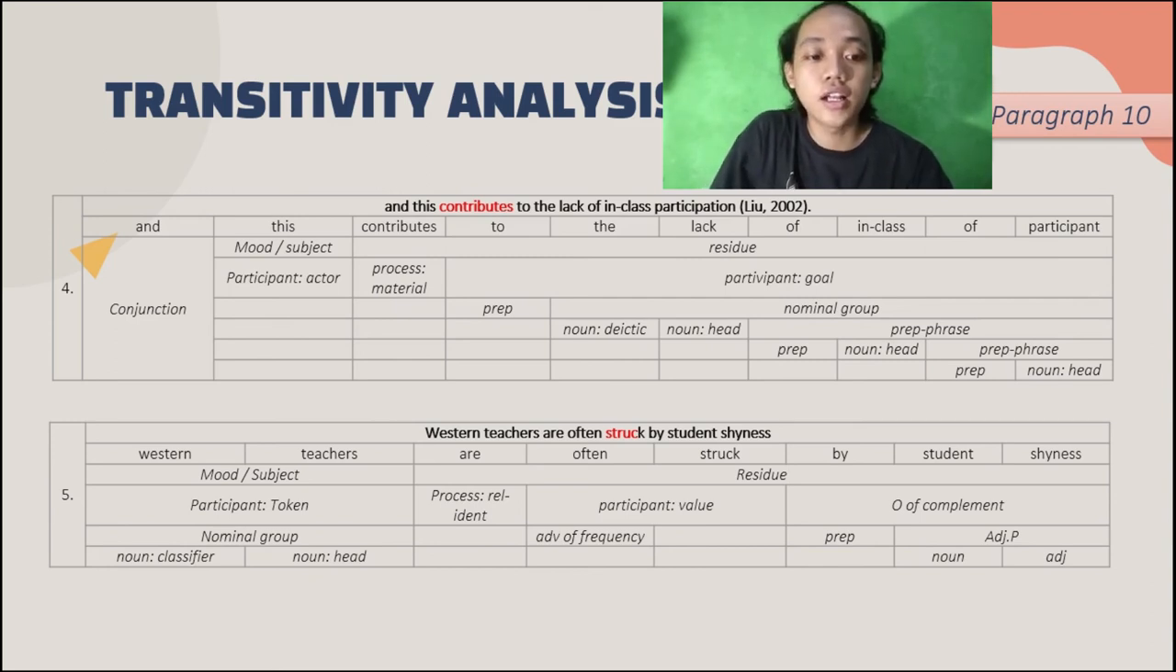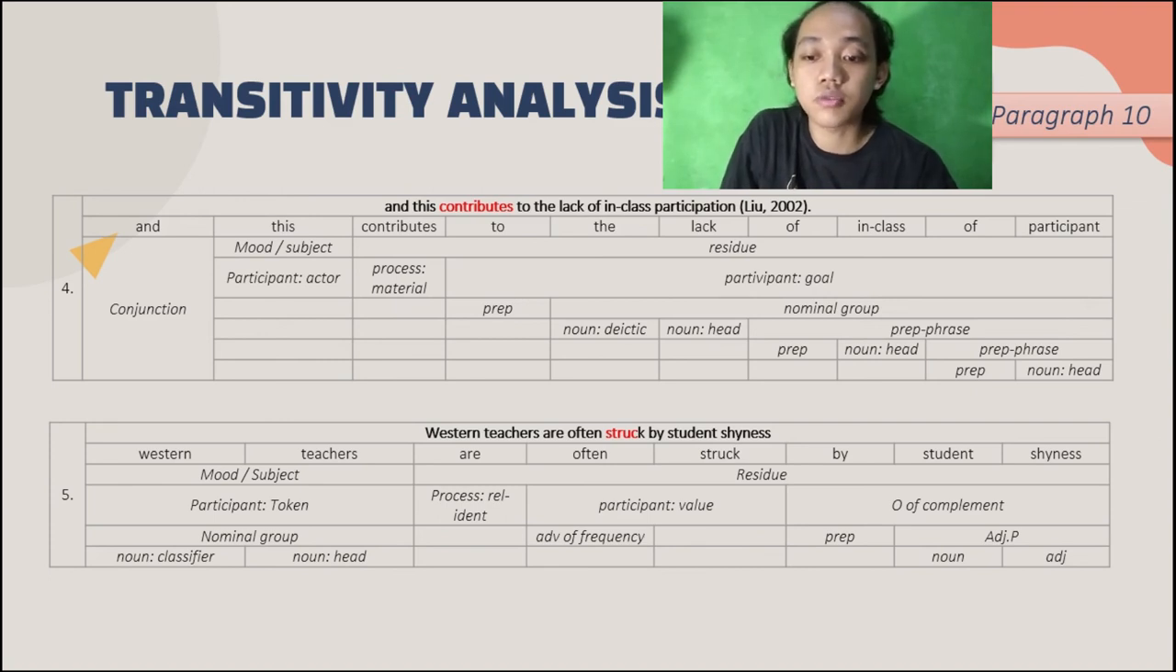And is a conjunction, and this is mood related with subject, and the participant is actor. Contributes to the lack of in-class participation is residue. The contributes is process, material, and to the lack of in-class participation is participant, goal. To is a preposition, and the lack of in-class participation is a nominal group, and the is deictic, lack is head, and of in-class participation is a prepositional phrase. Of is a preposition, in class is head noun, and of participation is a prepositional phrase.